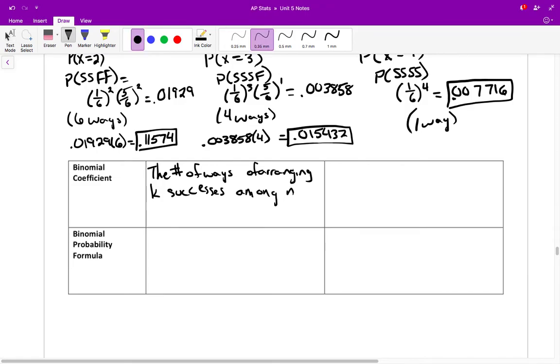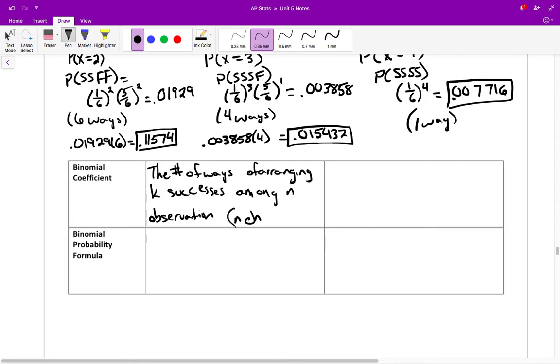What that looked like in our examples, basically where we were talking about how there were maybe 6 ways that you can get 2 successes or 4 ways that you can get 3 successes, that's basically what we're looking at in terms of the binomial coefficient. The way we say that, the way it's read, we will usually say that as n choose k.